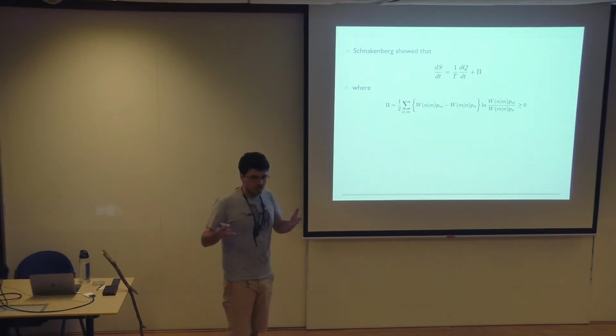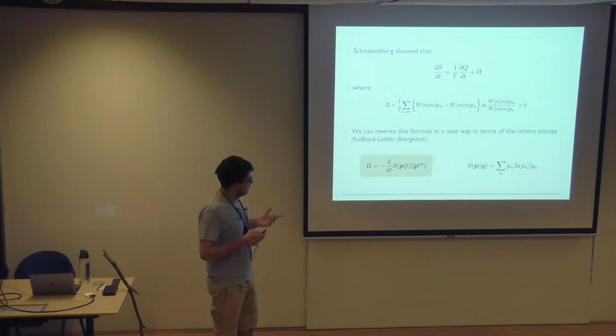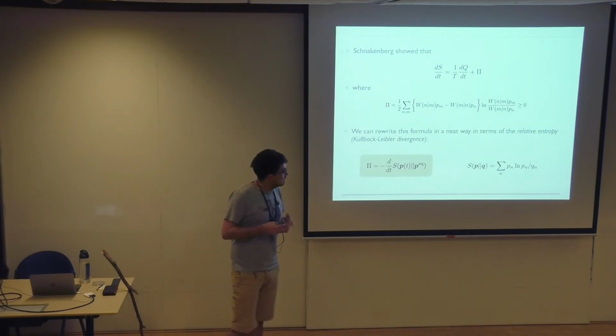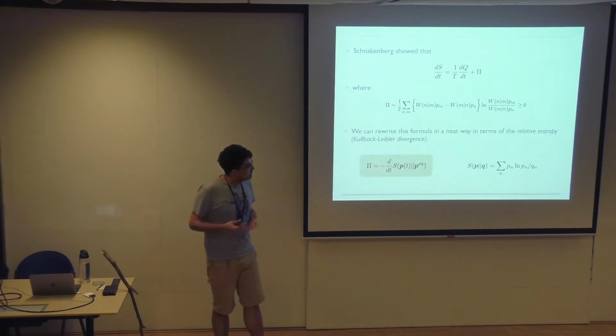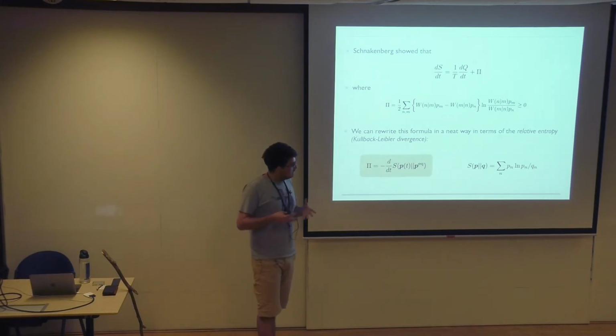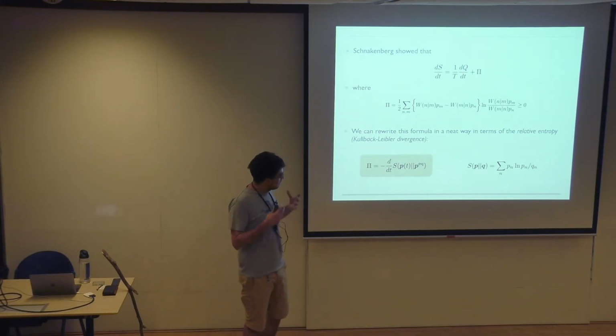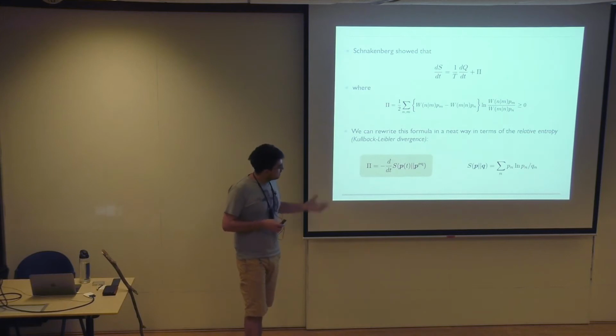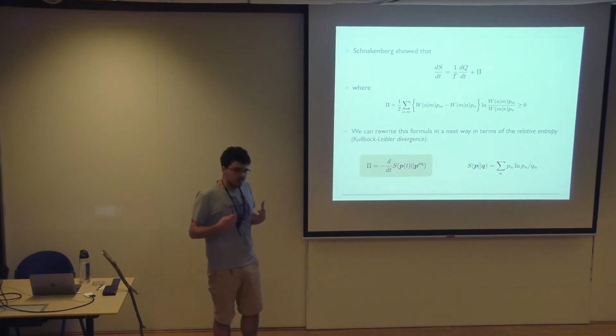Although for a community in quantum information, it would be very natural. You can write the same formula like this, as the rate of change of the classical relative entropy, where S is just the Kullback-Leibler divergence of the probability distributions. And this formula gives a very, very nice physical interpretation of entropy production.